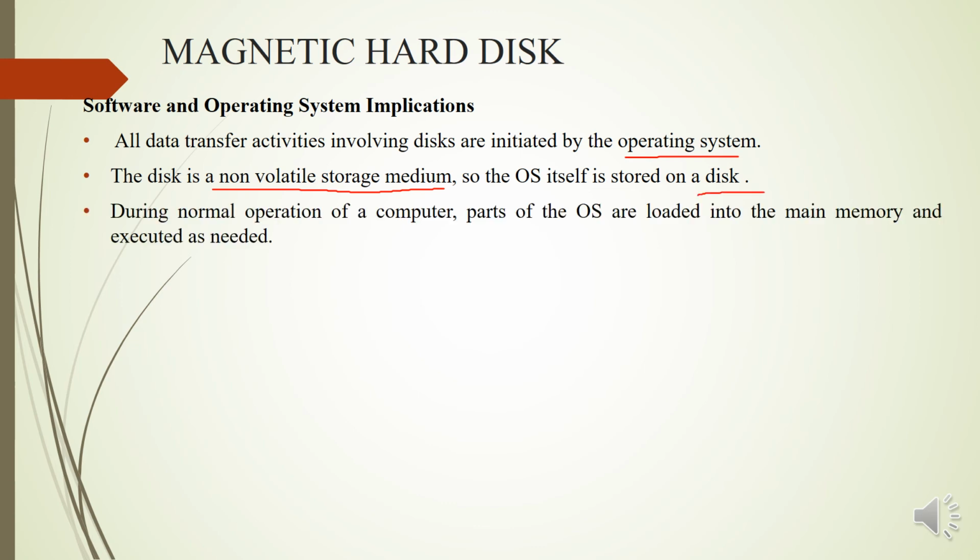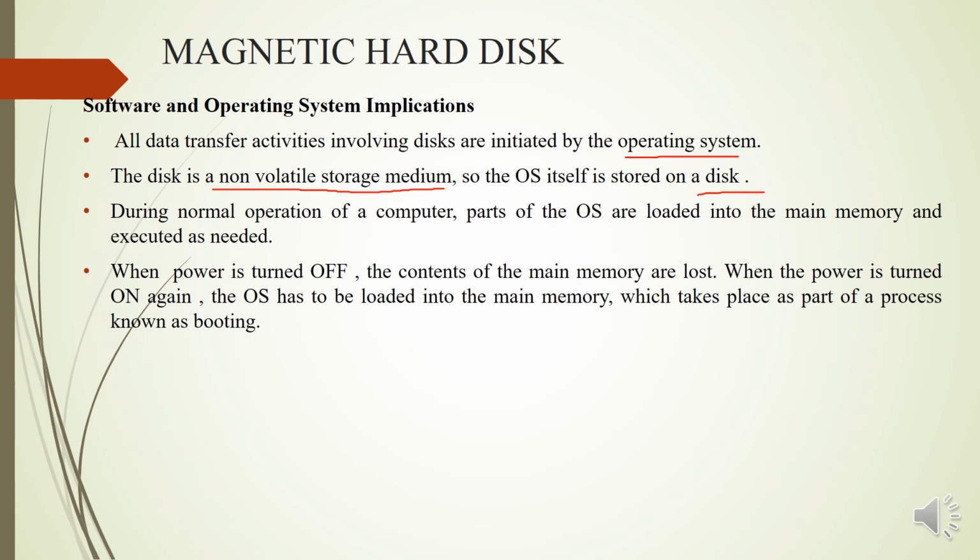During normal operation of a computer, parts of the OS are loaded into the main memory and executed as needed. When power is turned off, the contents of the main memory are lost. When the power is turned on again, the OS has to be loaded into the main memory, which takes place as a part of the process known as booting.